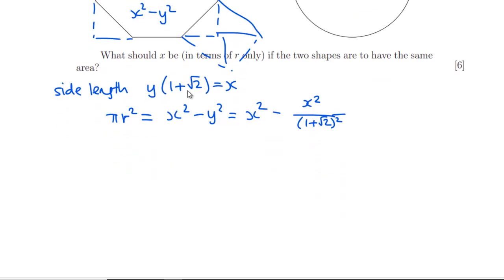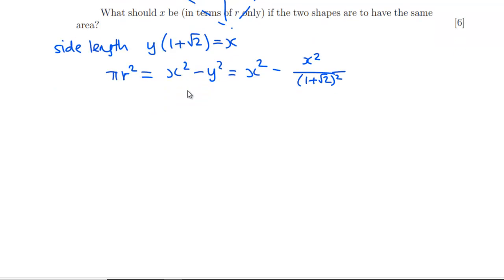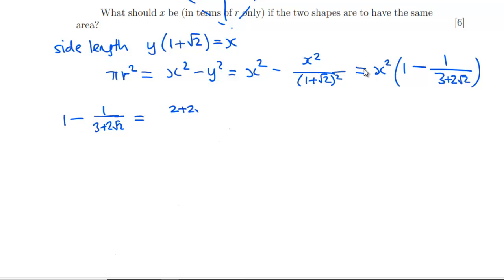Right, so I'll scroll down and try and figure all of this out. So what's (1 plus root 2) squared? That is, and I'll factorize the x squared actually. So we've got 1 minus 1 over, so it'll be 3 plus 2 root 2. Yeah, 3 plus 2 root 2. Okay, so we've got that. Let's sort out that bracket then. So 1 minus 1 over 3 plus 2 root 2 is equal to, so 3 plus 2 root 2 minus 1 is 2 plus 2 root 2 over 3 plus 2 root 2.